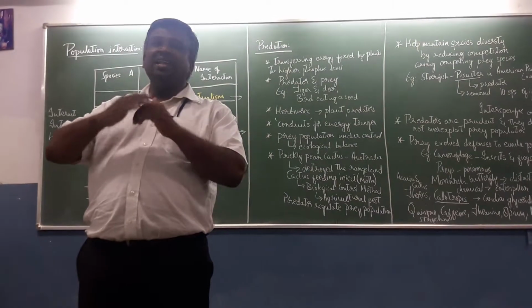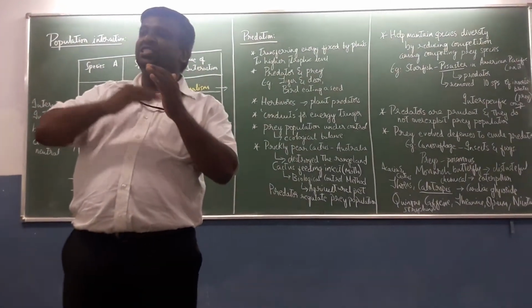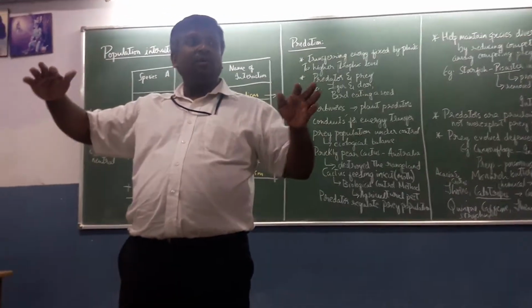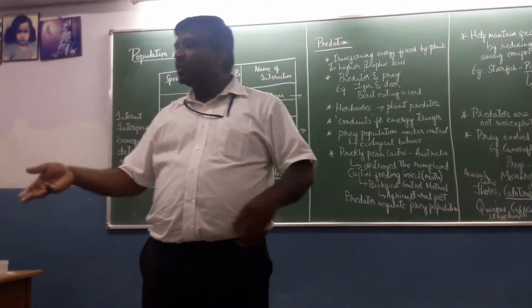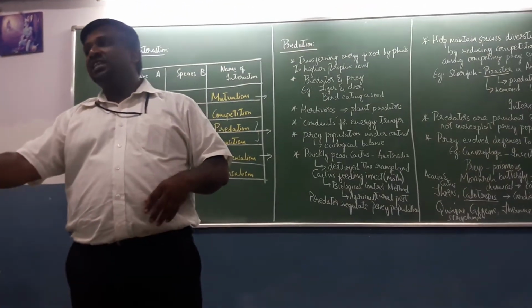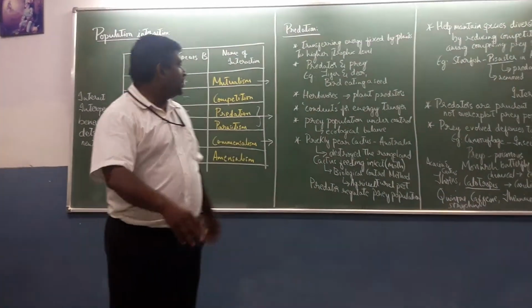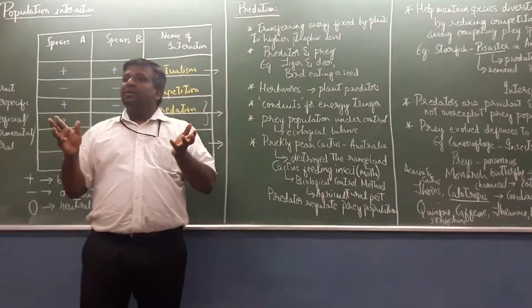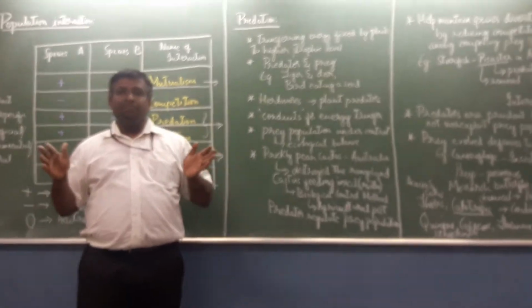Because of predation, energy is being transferred from plants to herbivores, from herbivores to carnivores, and from all of them, by their death and decay, to decomposers. The energy is going to them finally. So remember about that. And prey and predator population is very much important.